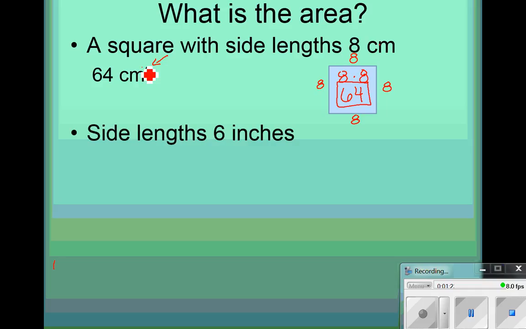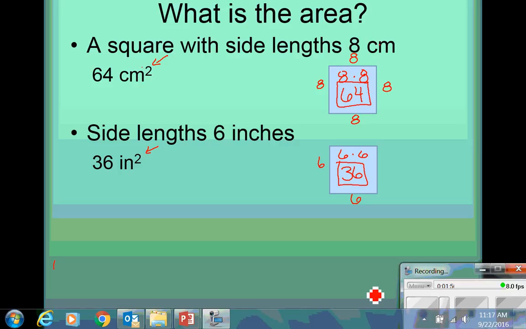Here is the next example. What if I have a square with side lengths that are 6 inches? I have a square. I'm going to label the sides. And if the sides are 6 inches, then I know I can multiply 6 times 6 to get the area. 6 times 6 is 36. So my answer would be 36 inches squared.